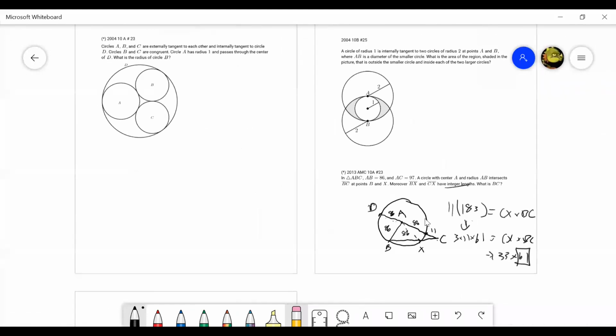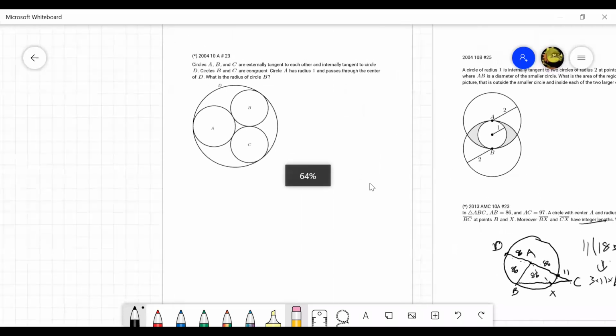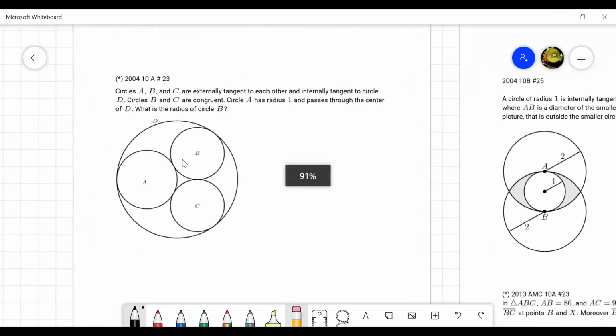All right, and I think we'll go over a few minutes, if that's okay. This is going to be the last problem that we're going to be doing, which is this one.